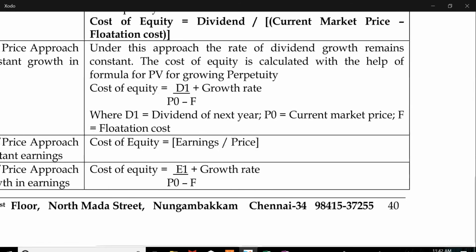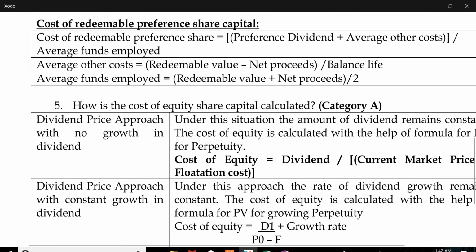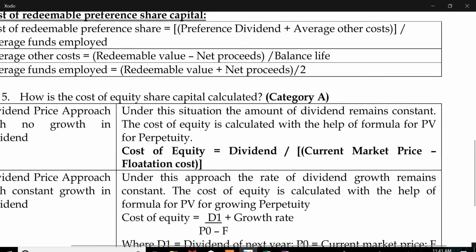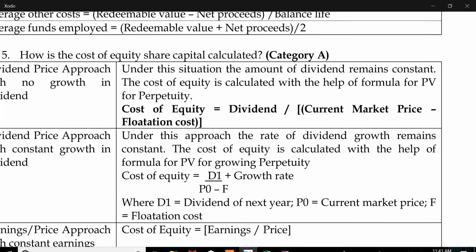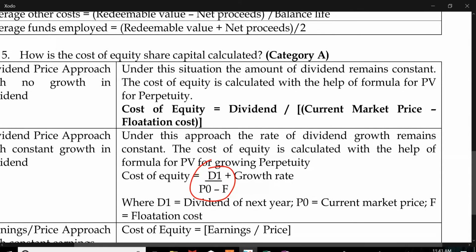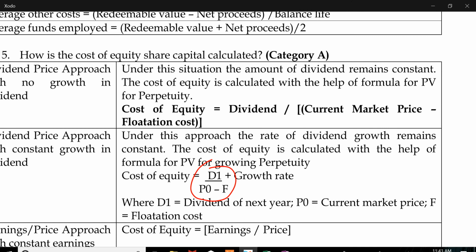Now, if you see here, broadly the same thing would have been covered. Dividend price approach with no growth in dividend: dividend by current market price minus flotation cost. With growth: D1 by P0 minus F plus growth rate.